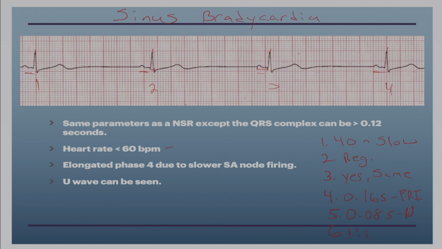So after pulling all the information out of this rhythm here, I can see that I meet the characteristics to justify calling this a sinus bradycardia, because I have a slow rhythm at 40 beats per minute. It's regular. P waves are similar in morphology, so they look the same. I have a P wave for every QRS. PR interval is within normal limits, and it is constant throughout the ECG. The QRS complex is narrow, so I can call this a sinus bradycardia.